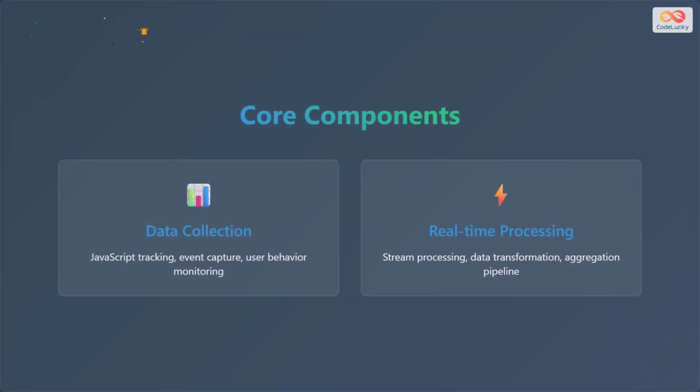Let's explore the core components of an analytics system. These include data collection, which involves JavaScript tracking, event capture, and user behavior monitoring. And then, real-time processing consists of stream processing, data transformation, and aggregation pipeline.